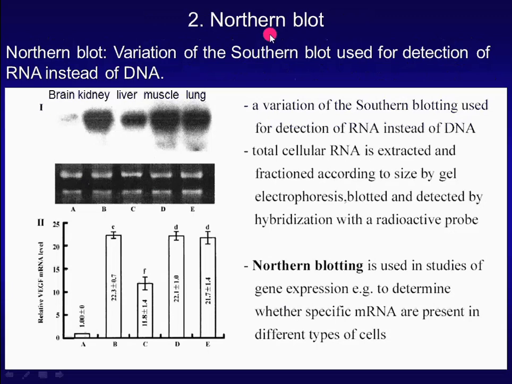Northern blot is a variation of the Southern blot. It is used to detect RNA instead of DNA. Here are bands detected from Northern blot, showing a particular RNA transcript is differentially expressed in different tissues.